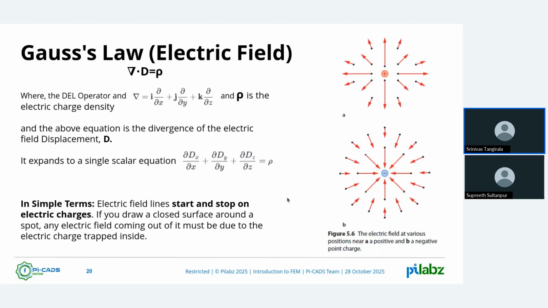Just like north and south pole in 2 different places. But then they don't loop. What it says is electric field lines start and stop on electric charges. So they emanate from or get into the charge depending on what type of charge it is. But if you draw a closed surface around it, any electric field coming out of it must be due to the electric charge trapped inside. So if you draw a shell, are the electric lines coming out of it due to the electric charge only? As you can see, they don't loop. They are like individual field vector lines. Okay. Next slide.